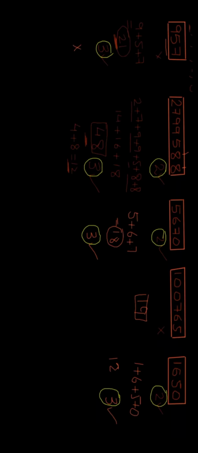Now, we do know that 4 times 20 is an 80, which means 4 times 21 will be an 84, and 4 times 22 will be an 88. So that gives us 88, which means, yes, 4 is a factor.